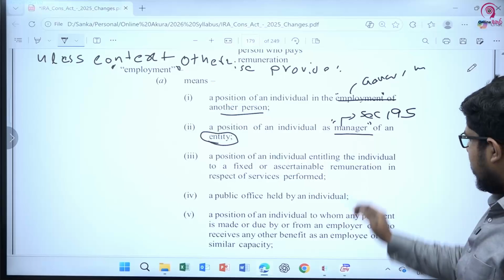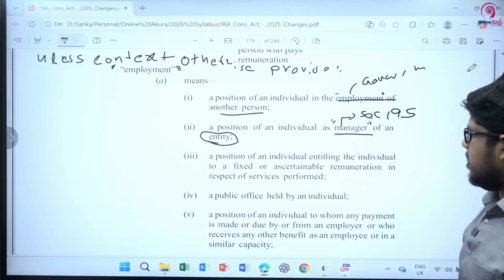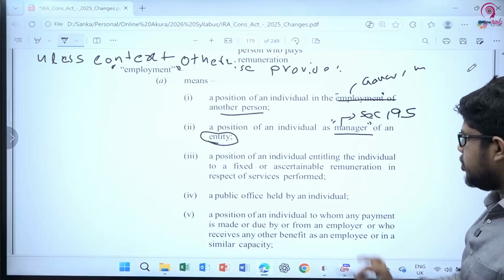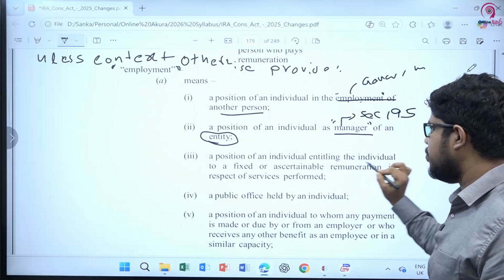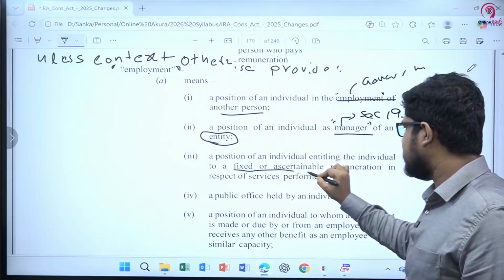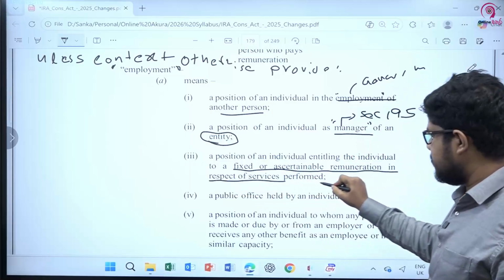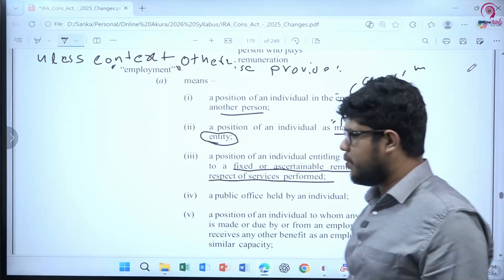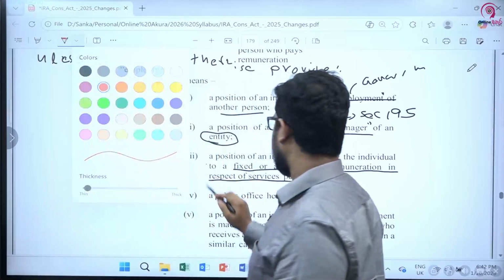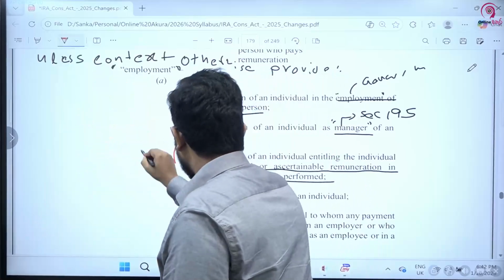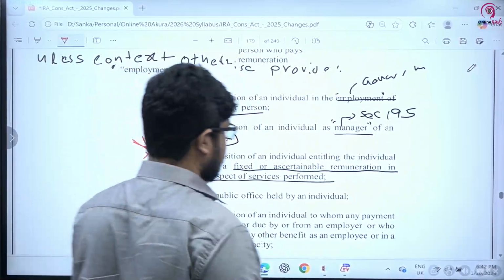Next one, we'll look at this definition later. Let's go into these items. Third item, a position of an individual entitling the individual to a fixed or ascertainable remuneration in respect of service performed. That's very important, right? Keep in mind at your level it's very important.